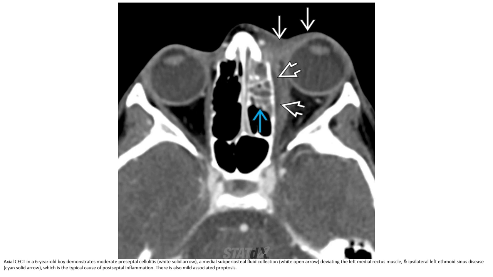Contrast-enhanced CT in a 6-year-old boy demonstrates moderate pre-septal cellulitis. The medial superior fluid collection deviates the left medial rectus muscle, with ipsilateral left ethmoid sinus disease, which is the typical cause of post-septal inflammation. There is also mild associated proptosis.